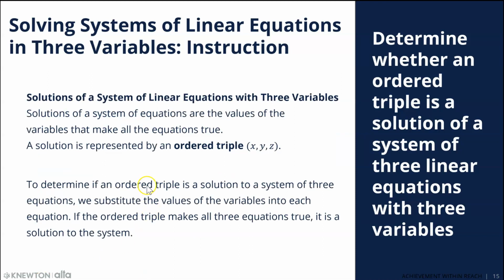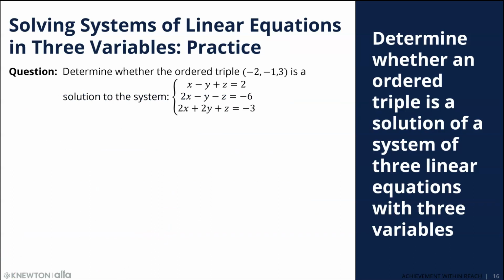So as mentioned, the solution of a system of linear equations with three variables is of the form x, y, z, an ordered triple. And to determine if an ordered triple is a solution to a system of three equations, all we need to do is substitute the values of the variables into each equation. Now, if the ordered triple makes all three equations true, then it is a solution to the system.